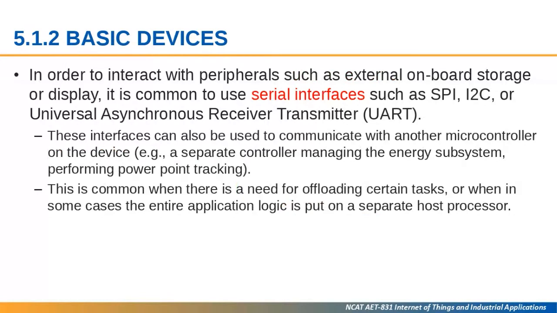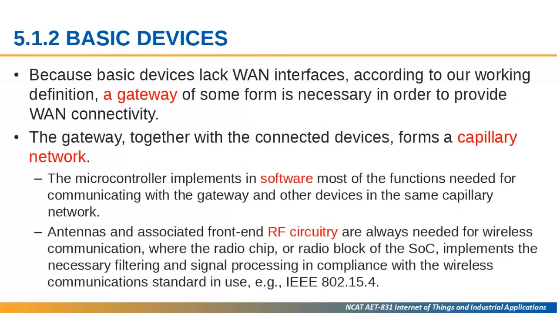Okay, for basic devices, most of the time they use serial interfaces to communicate. The benefit of serial interfaces is that they only require two wires. As we mentioned, basic devices lack WAN interfaces, WAN meaning wide area network. Basically, that's what you need to be connected to the internet. We'll talk about it in the next video. So in that case, we need a gateway to do it.